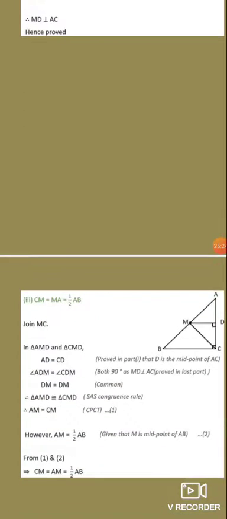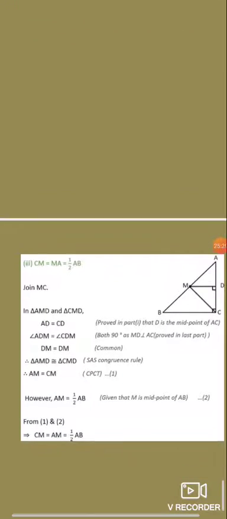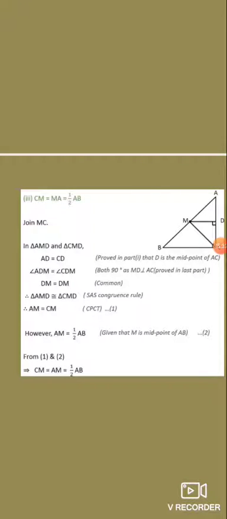Now listen carefully. The last one, CM is equal to MA is half of AB. For that, join MC. Now in triangles AMD and CMD, AD is equal to CD, proved in the first part that D is the midpoint of AC. Now angle ADM is equal to angle CDM, both 90 degrees, as MD is perpendicular to AC, proved in the last part. DM is equal to DM, common side. So the two triangles are congruent using the SAS congruence rule.